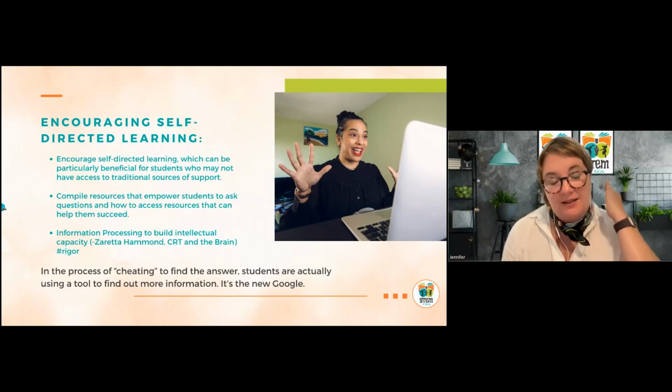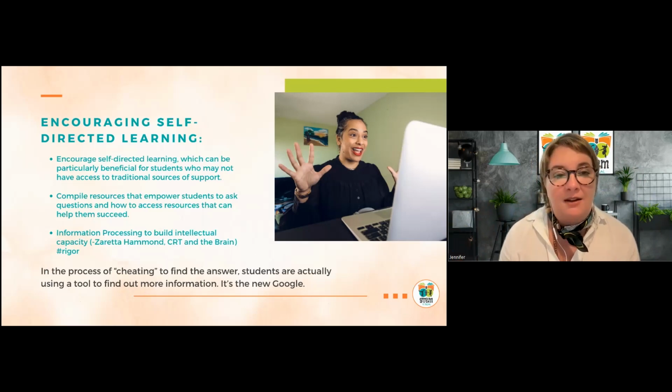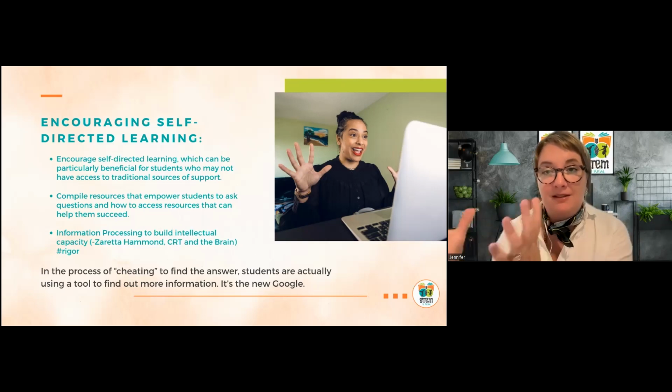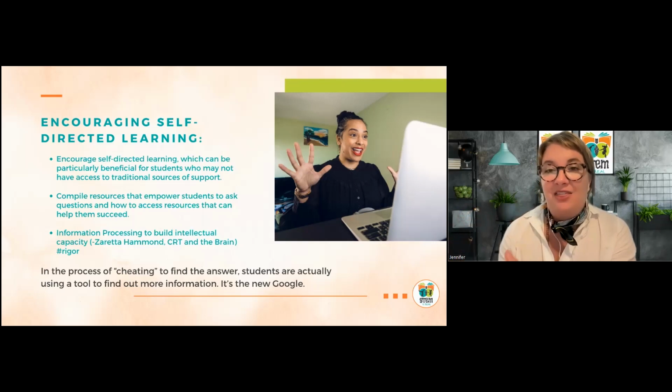We see that brain-based learning and culturally relevant teaching practices build intellectual capacity as students are developing those executive functions in their frontal lobe. They're able to then take their learning in a self-directed way, and they have all of the tools and supports that they've been provided throughout the academic year. And then by the time it's time for test taking, they are just ready to go. They're ready to go on their own.